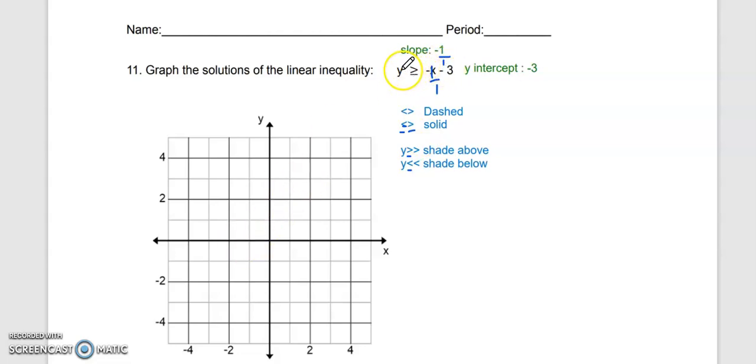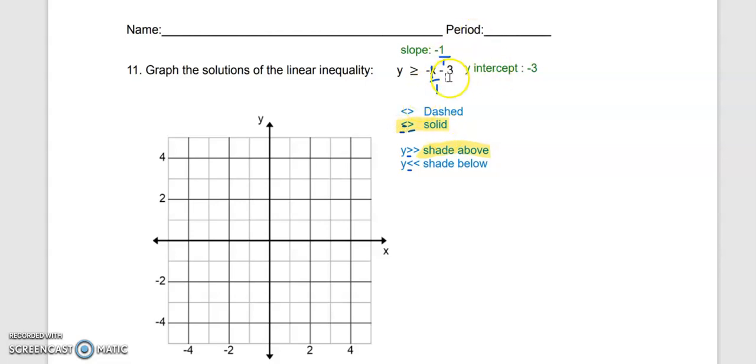If y is greater than or equal to, greater than means I'm going to shade above, okay? And because there is a bar underneath this inequality symbol, that means equal to. So I know I'm going to have a solid line.